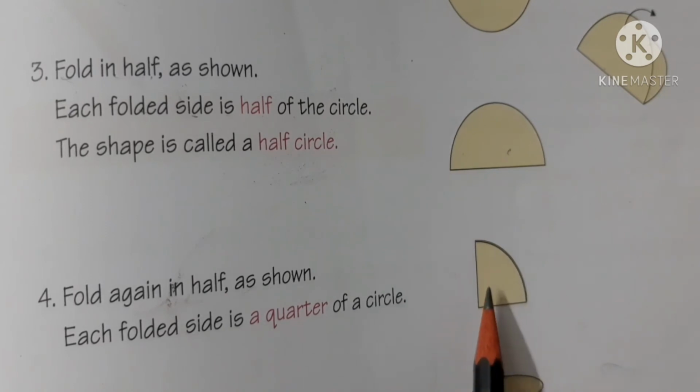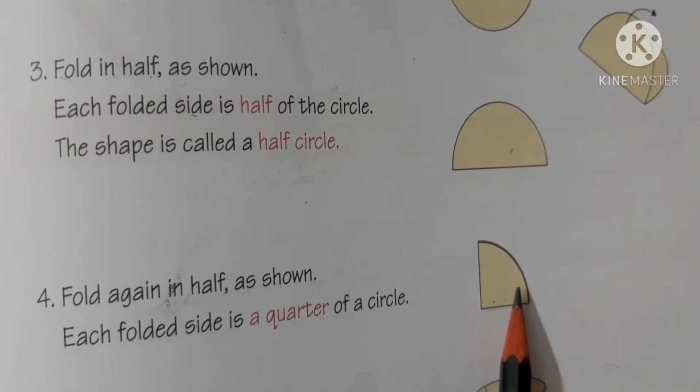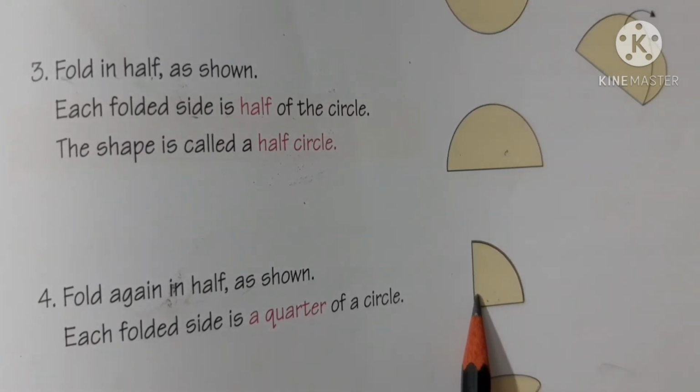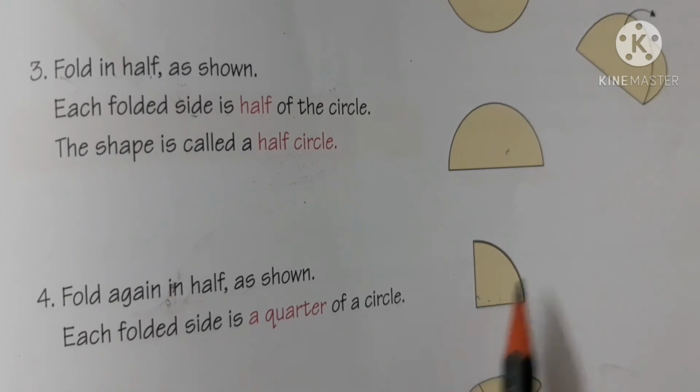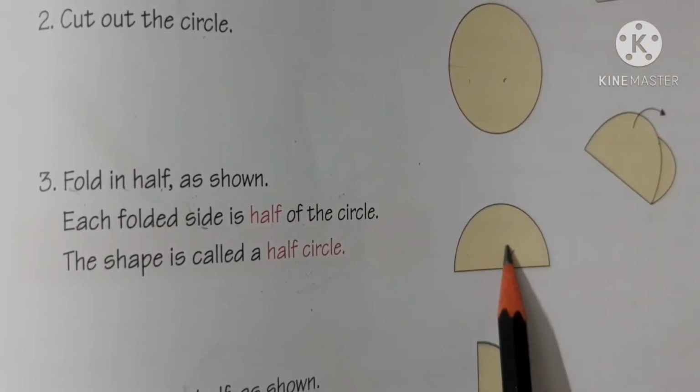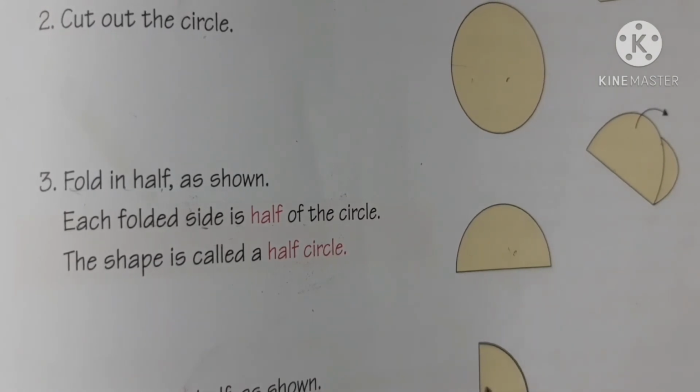Each folded side is a quarter of a circle, meaning 1/4 of a circle. This is the full circle, this is the half circle, and this is 1/4, meaning a quarter circle.